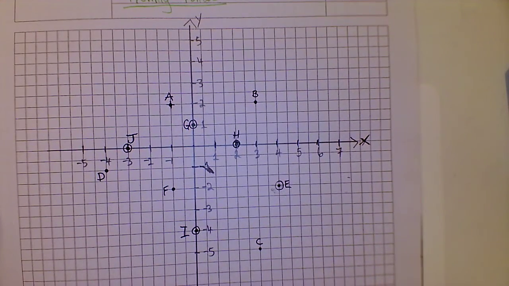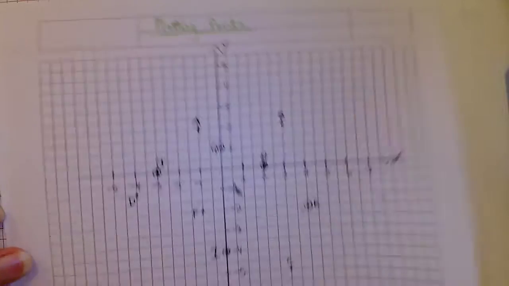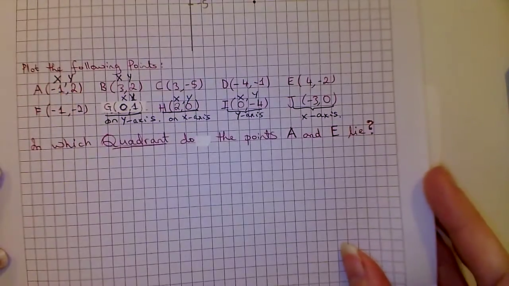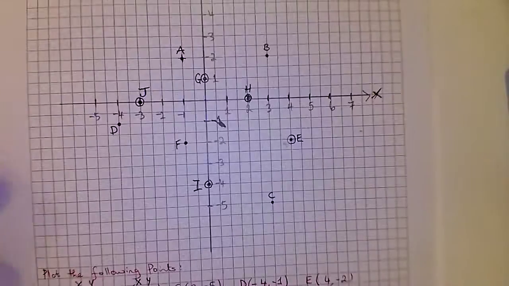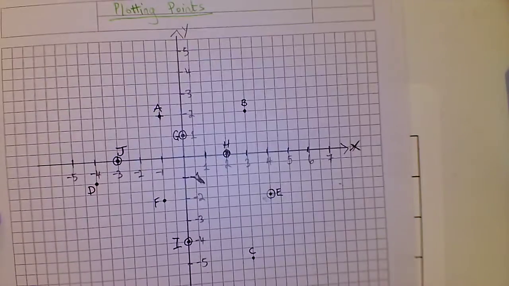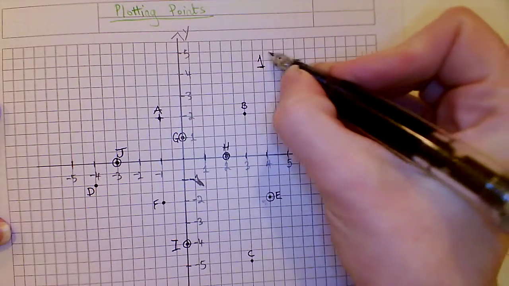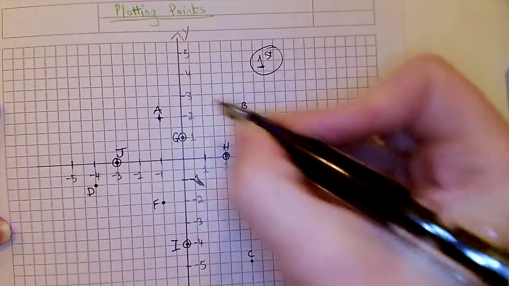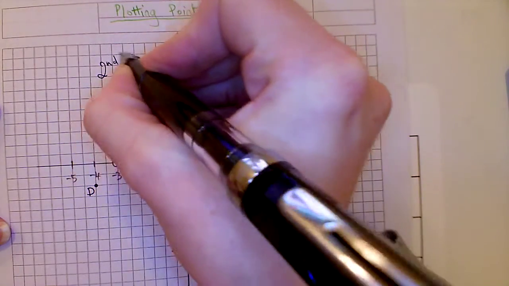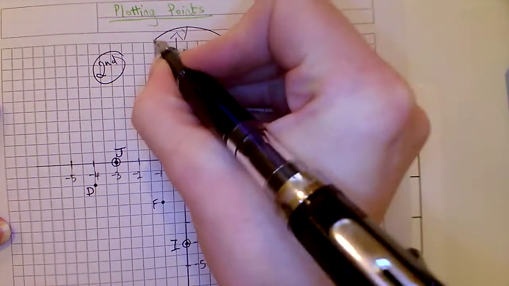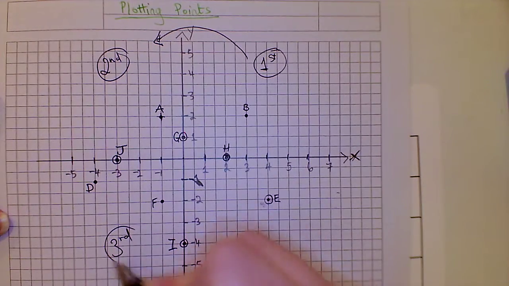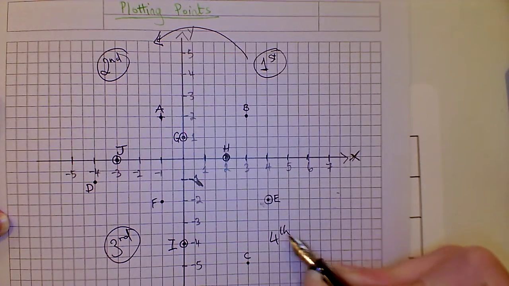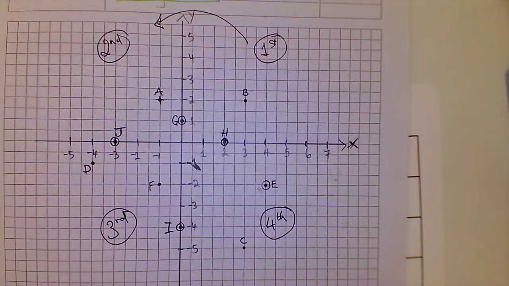We had some follow-up questions then. In which quadrant do the points A and E lie? So A. Now remember our quadrants, which we wrote down the last time. We start here. This is our first quadrant. This is our second quadrant. We're always going anti-clockwise around like this. This is our third quadrant, and this is our fourth quadrant. It's really important all the way to Leaving Cert. You need to know that.